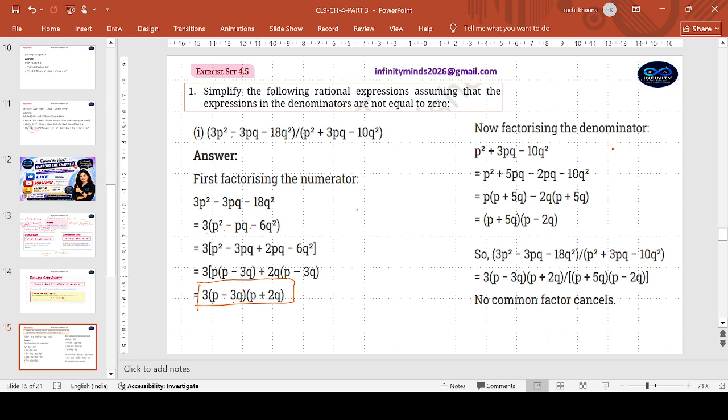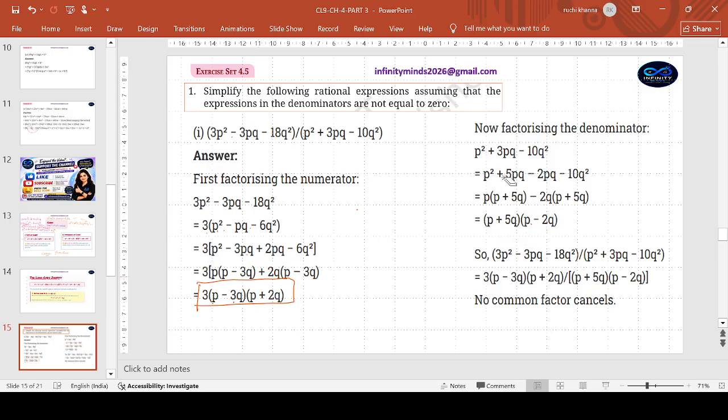Now factorizing the denominator. Straight away splitting the middle term, quadratic. Factors of 10, 5 and 2. 5 and 2 can give you 3 units and also a product of 10 units. Same steps, children, 5 minus 2. From this take p common. From this take something common, minus 2q is coming. Can you reach the repeating bracket stage? So that means you are correct. So that repeating bracket comes outside, rest of the terms inside, p minus 2q.